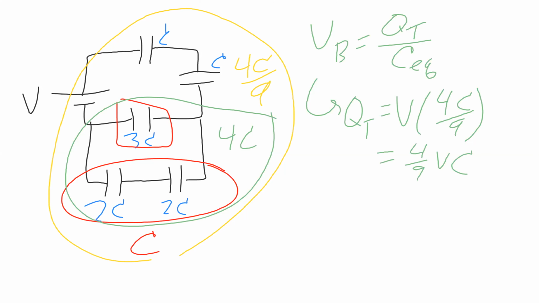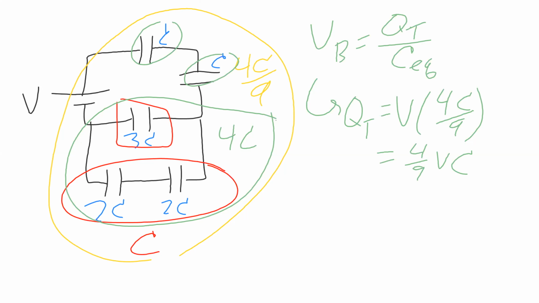Now this is the total charge. That means that anything that is connected in series to the battery will have this charge. So this capacitor will have 4/9 VC. This capacitor will have 4/9 VC. I don't care about those. Most importantly, this 4C equivalent capacitor that I had, this whole thing will have a charge of 4/9 VC.